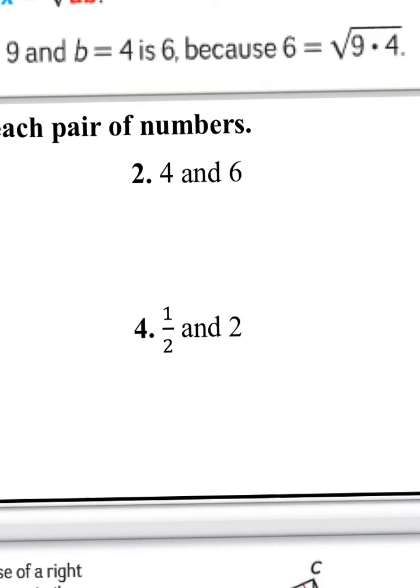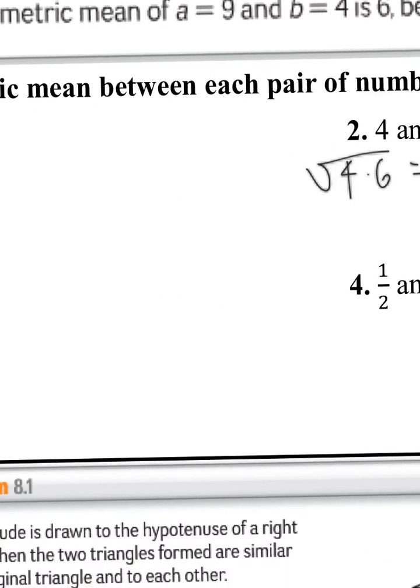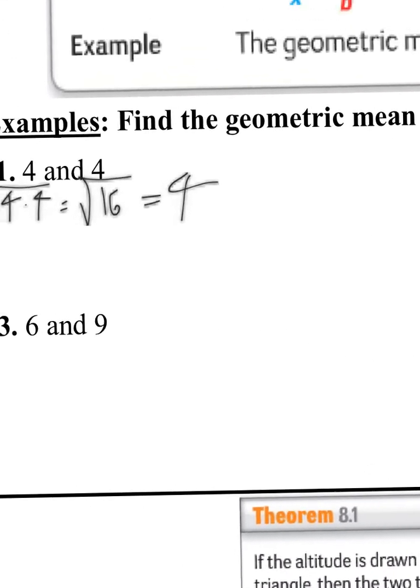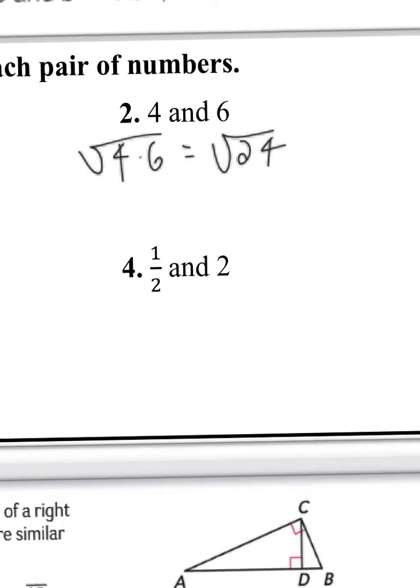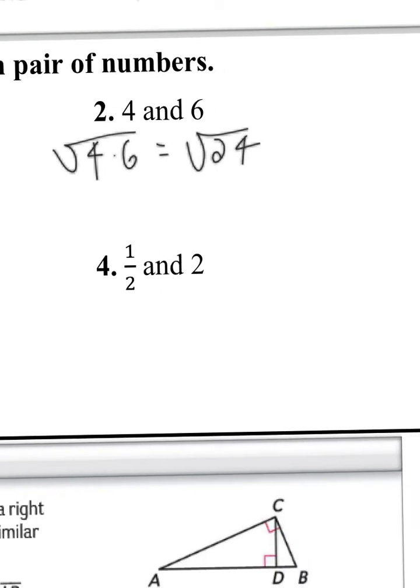Okay, 4 times 6. All right, 4 times 6 is the square root of 24. That is not a perfect square. When you get things that are not a perfect square, and by perfect square I mean the square root of 16 was a perfect square, it gets a whole number. The square root of 24 doesn't get a whole number. So we need to try and simplify it.